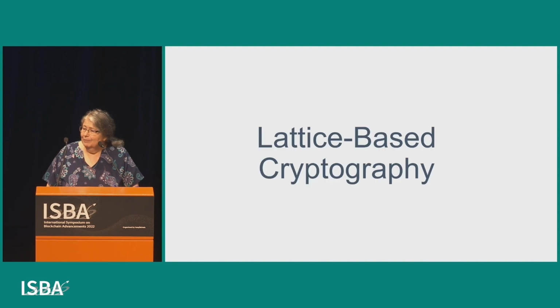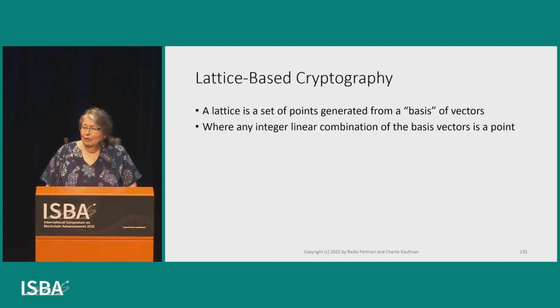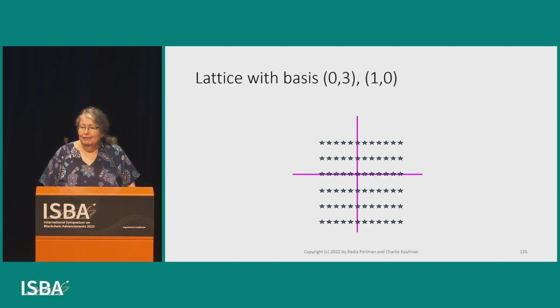So let's do lattice-based cryptography. What's a lattice? Well, a lattice is a set of points that's generated from what's called a set of basis vectors. Any linear combination of the basis vectors is another point in the lattice. Here's an example of a lattice where the basis vectors are 0, 3, and 1, 0, and it will generate all of those points.